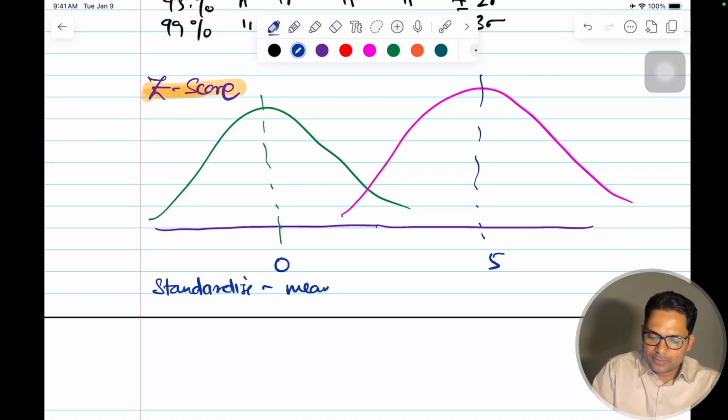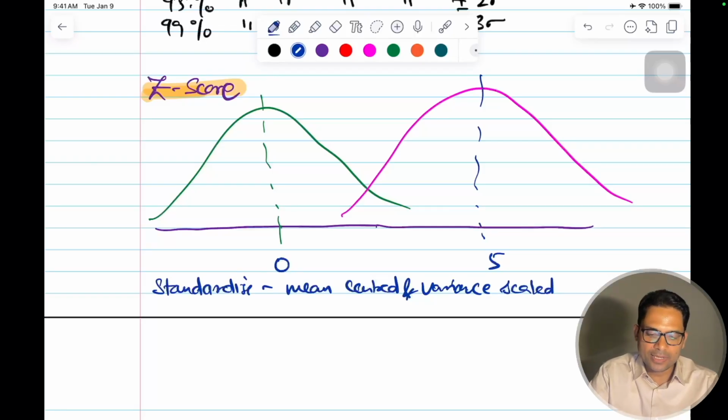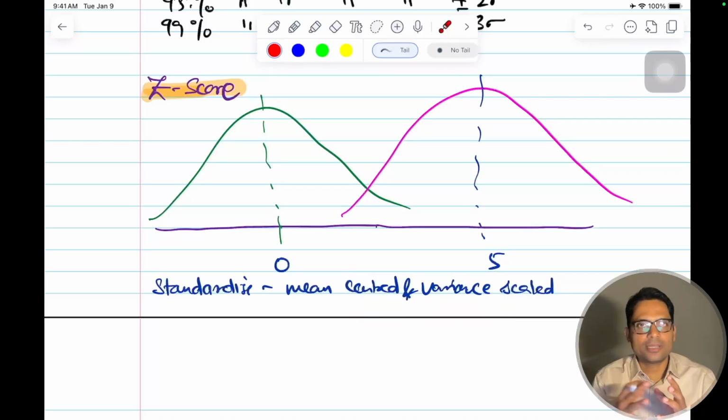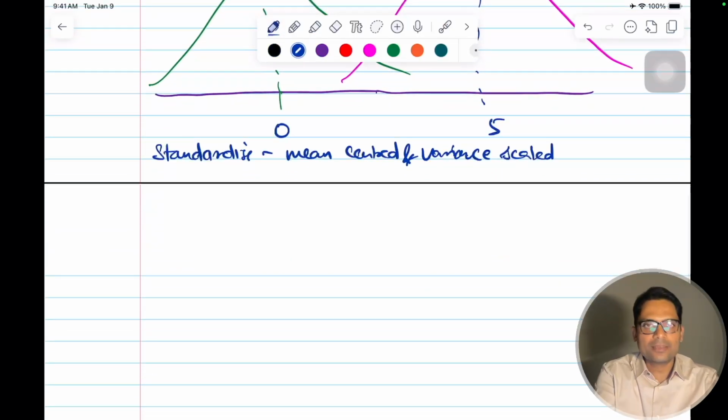mean centered and variance scaled. Variance is for the sigma, and generally, instead of variance, we use the standard deviation for scaling, because the units of the data points and the standard deviation are the same, since standard deviation is the square root of variance. Okay, so if we write the formula, how do we write it?